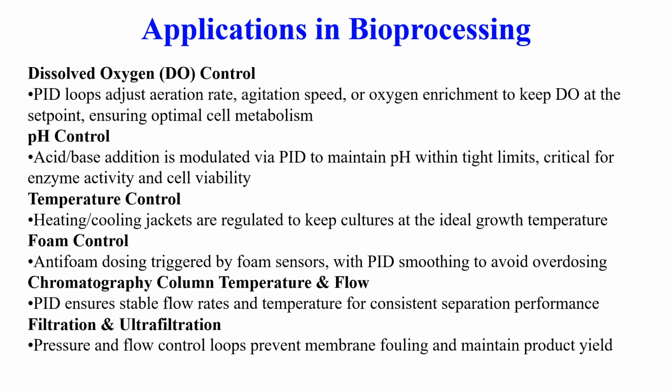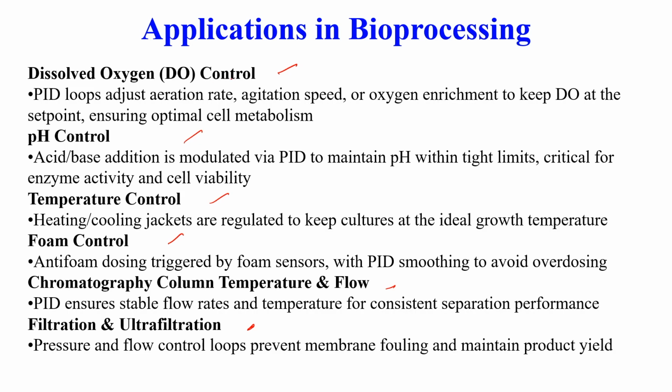You can name any process variable that needs to be controlled. For example, dissolved oxygen, pH, temperature, and foam are part of upstream. In downstream, you can have chromatography, column temperature and flow. You can have filtration and ultrafiltration processes. So, here I have listed very general ones.